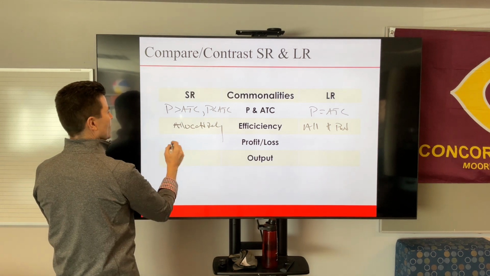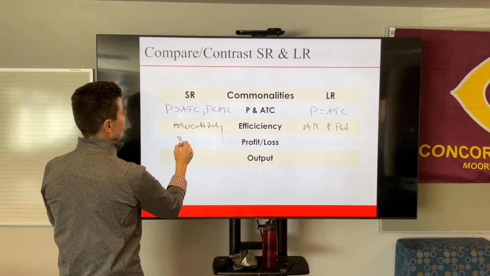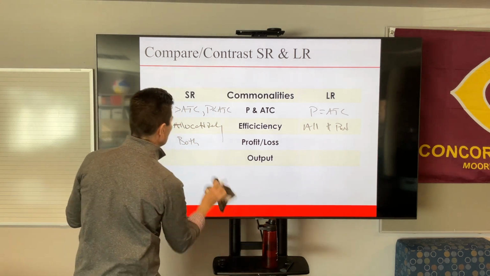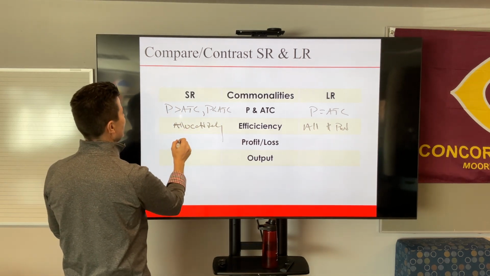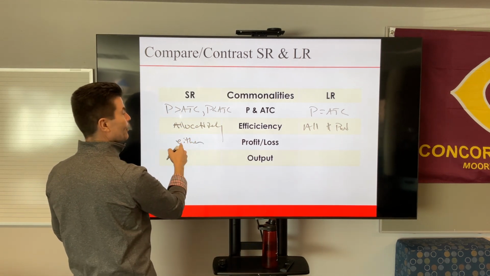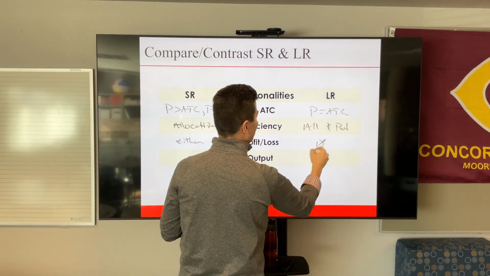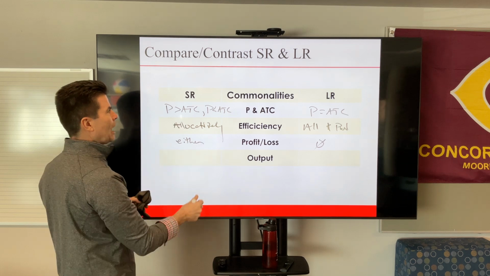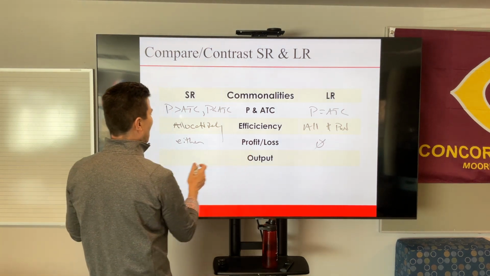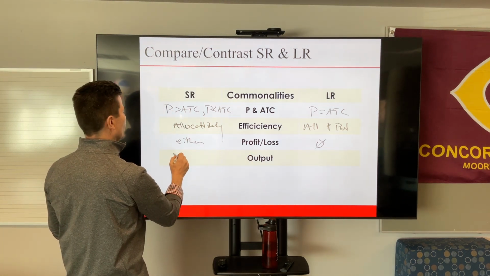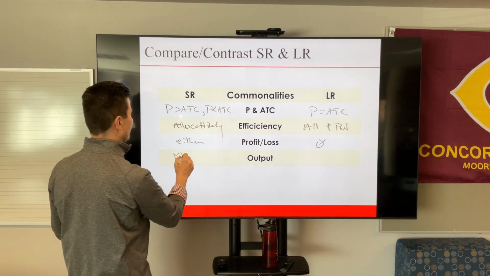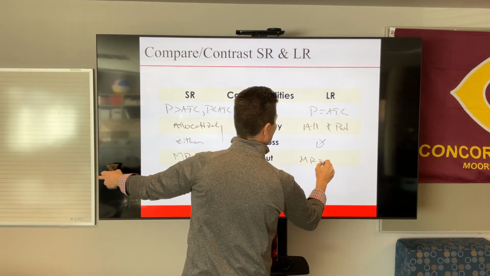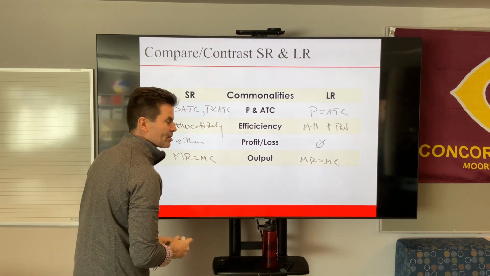Profit or loss: in the short run, we have a profit or a loss, either or, and over here in the long run, profit or loss has to be zero. No profit, no loss. So you have zero profit in the long run in perfect competition. Output: if we're going to be a profit-maximizing firm, we produce where MR equals MC, and over here, we also produce where MR equals MC.